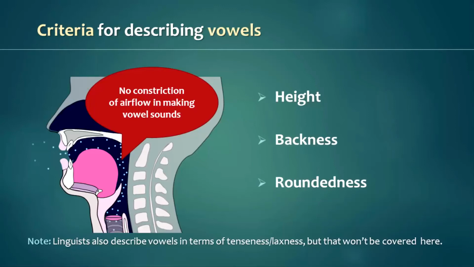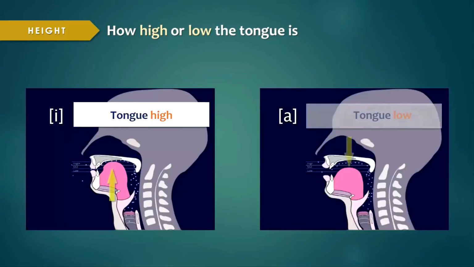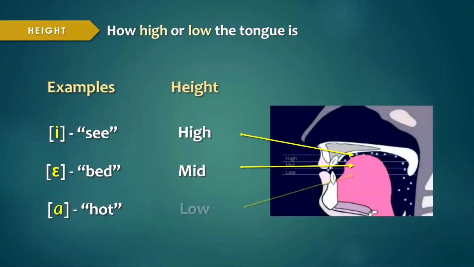Let's talk about each of these in turn. Height refers to how high or low the tongue is in the mouth when producing the vowel. For example, consider the vowel sounds E and Ah. If you say both of these vowels in succession, you should feel your tongue going up and down as you say E, Ah, E, Ah. In terms of height, vowels are either considered high, mid, or low. E is an example of a high vowel, and Ah is an example of a low vowel.